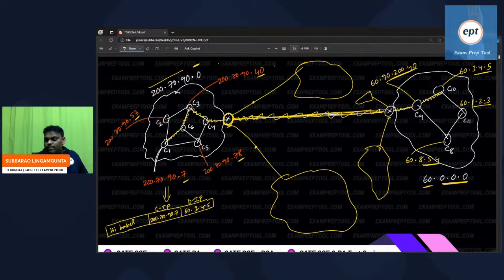If you want to send data from C1 to C10, in the sender IP keep the C1 IP address, and in the destination IP keep the C10 IP. This is called unicasting. One to one, one to one. Are you getting it? This is called unicasting.